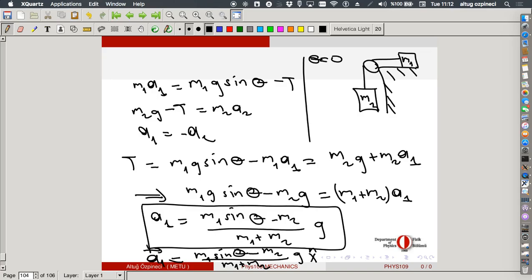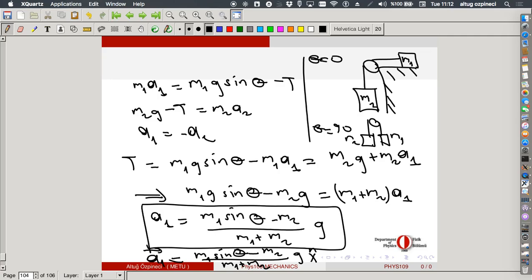Well, we can look at another case when theta is equal to 90 degrees. You see, when theta is equal to 90 degrees, this is the system we have. We have the pulley, we have these two masses, m1, m2. Now, in this case, if m1 is larger, then a1 should be positive. If m1 is smaller than m2, then a1 should be negative.